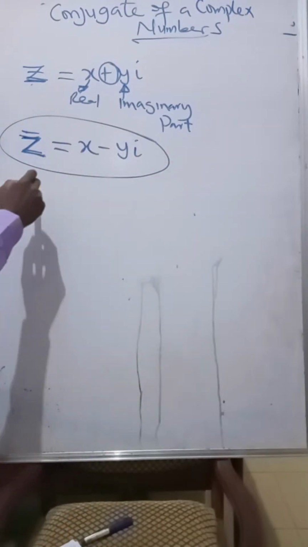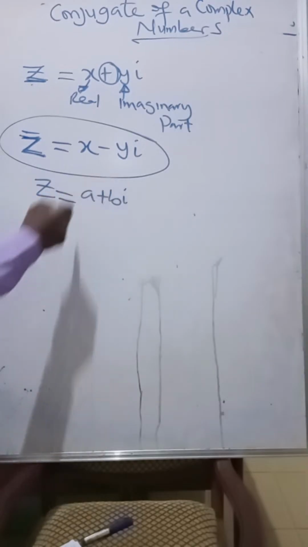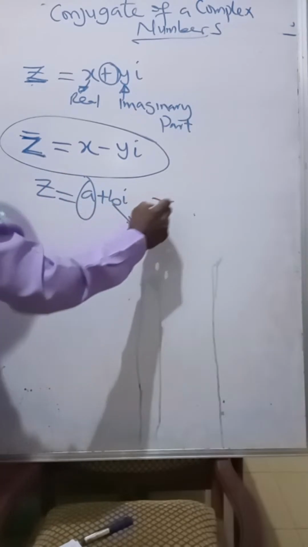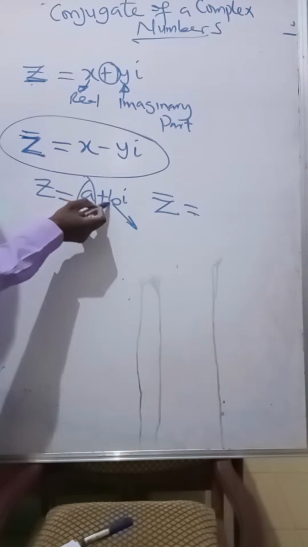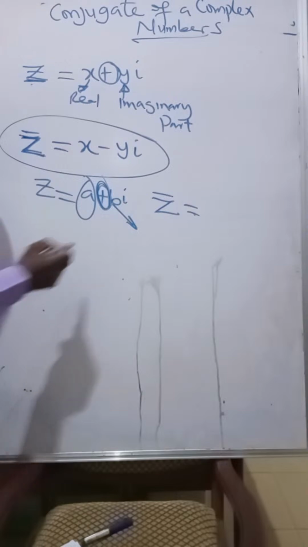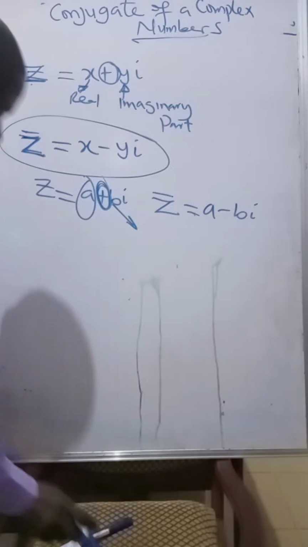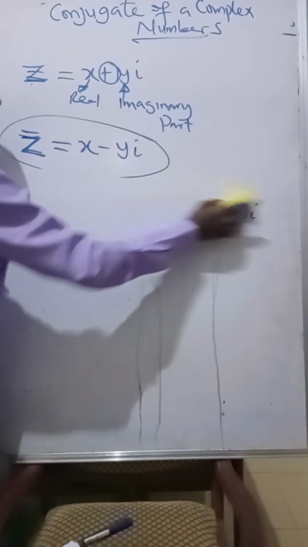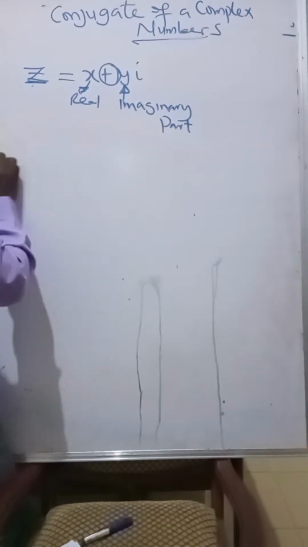Let me buttress more again. Imagine you have another complex number a plus bi. This is your real part, and this is the imaginary part. So the conjugate will be, with this symbol for conjugates, just come to the imaginary part and reverse the sign there. That will be a minus bi. So let's take the properties of conjugates. Let's see some features of conjugates of a complex number.